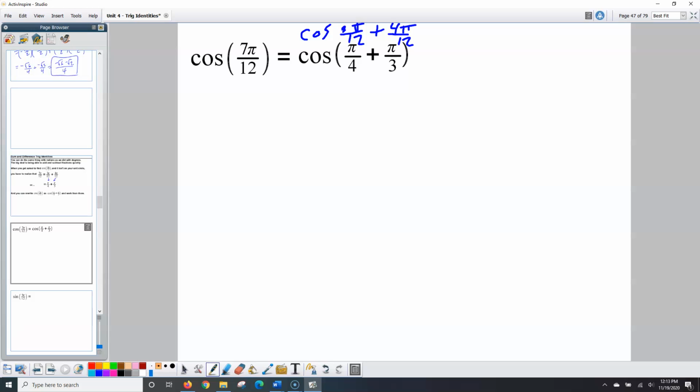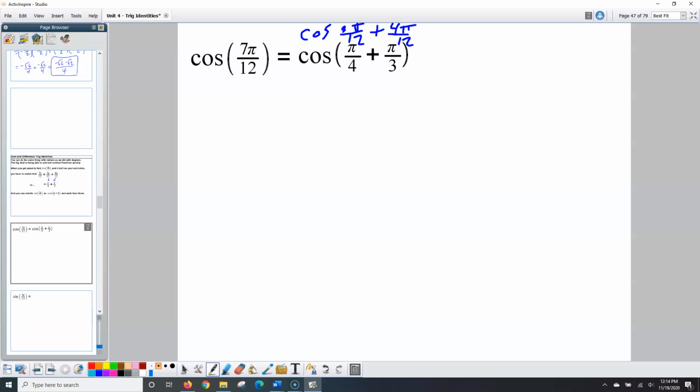We found two things on our little list that would add to give us 7 pi over 12. It was important that those two things were things that would reduce to something on our unit circle. We didn't choose 5 pi over 12 and 2 pi over 12 because 5 pi over 12 isn't on my unit circle. It doesn't reduce down to something. Okay. Could have done 10 pi over 12 minus 3 pi over 12 because 10 pi over 12 is 5 pi over 6 and 3 pi over 12 is pi over 4. So both of those are on the unit circle.